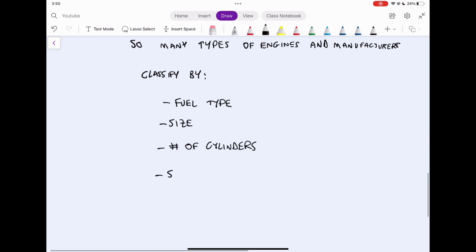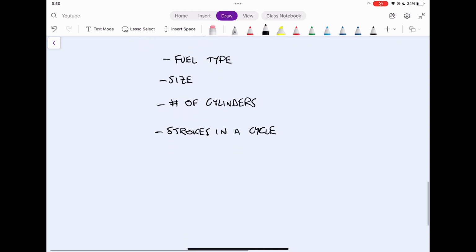We also classify by number of cylinders. Another really important one is classifying by number of strokes in a cycle, which is usually 2 versus 4, although there are some cycles with 5 or 6 strokes, which are more specialty. But we'll go over this in future videos. This is just an introductory video to try and explain what is happening.